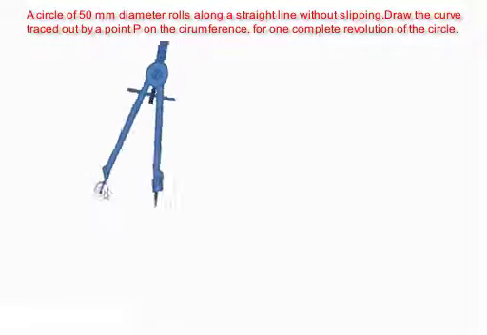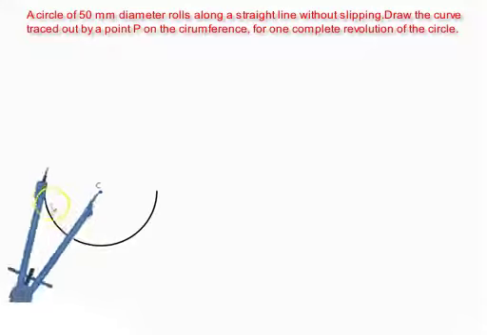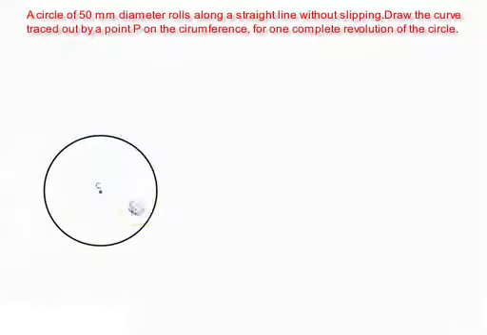So for that, first of all, we draw one circle which has a diameter of 50 mm. By taking the radius equal to 25 mm in a compass, we can draw the circle. After this, we have to divide that circle into 12 equal parts. So initially, we draw the horizontal and the vertical intersecting axes.